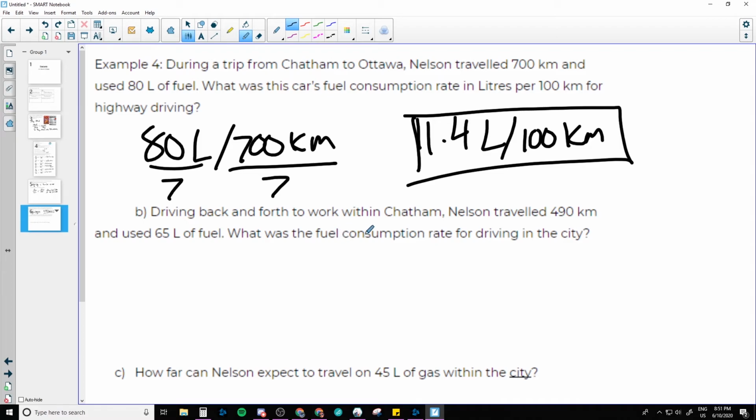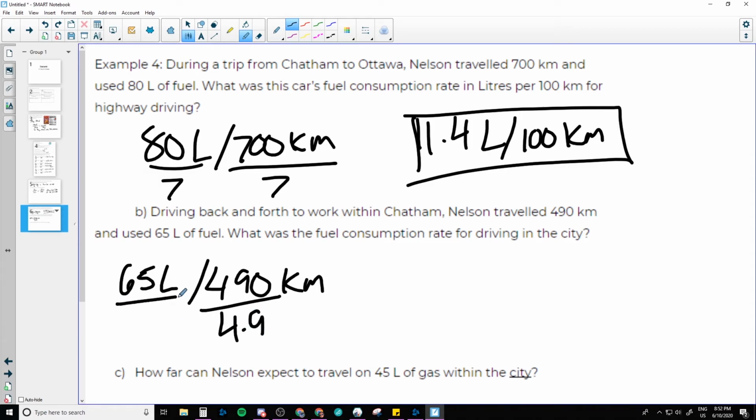Driving back and forth to work within Chatham, Nelson traveled 490 kilometers and used 65 liters of fuel. What was the fuel consumption rate for driving in the city? Same thing. So we were given 65 liters per 490 kilometers. Now this is a little bit more complicated, right? They gave us 490. It doesn't round nice and easy into 100 kilometers. But I know that this divided by 100 is 4.9. So I'm going to divide both sides by 4.9.